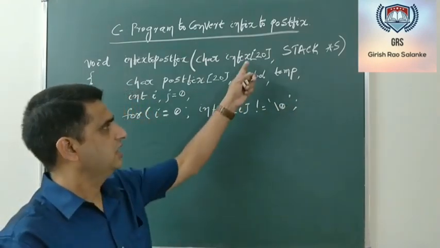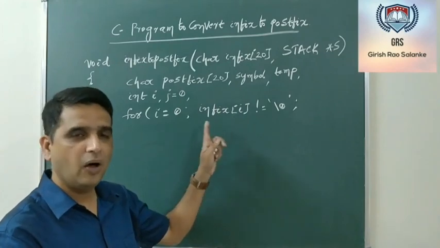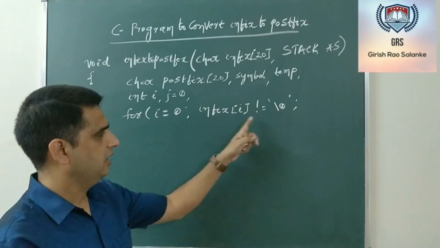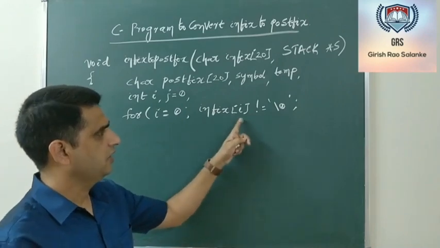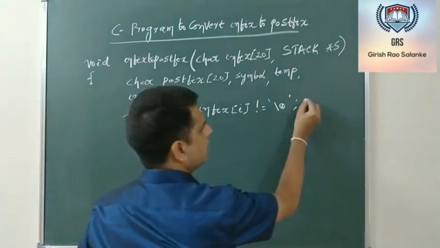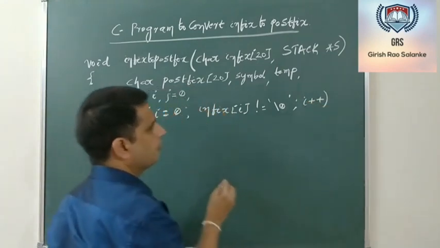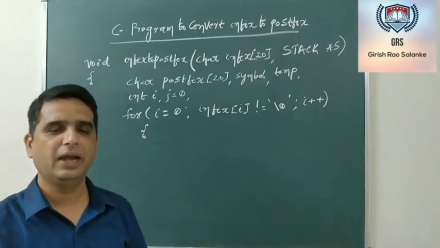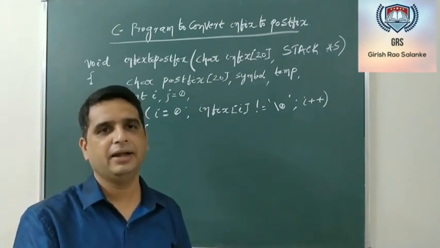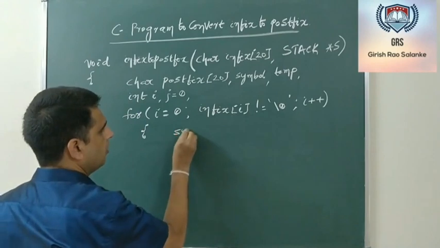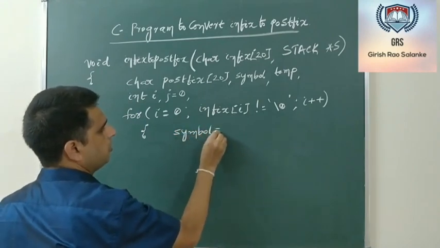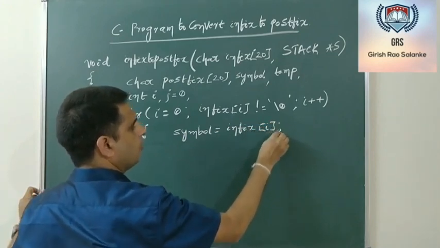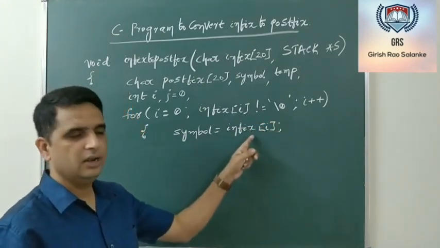The input is the string infix. We need to read all the characters that are there in the infix expression. So my second condition in the for loop is infix of i not equal to null character, and i plus plus. Open this for loop. Now I need to read a character at a time. So first, symbol is equal to infix of i. I am taking one character at a time and storing it in symbol.